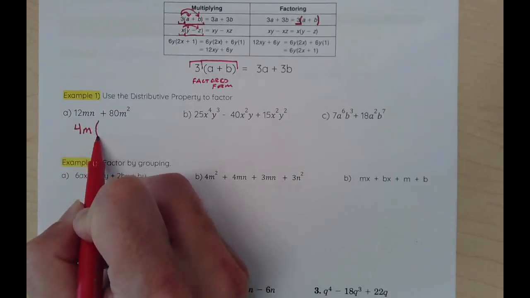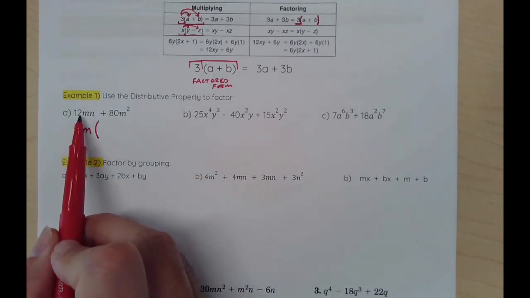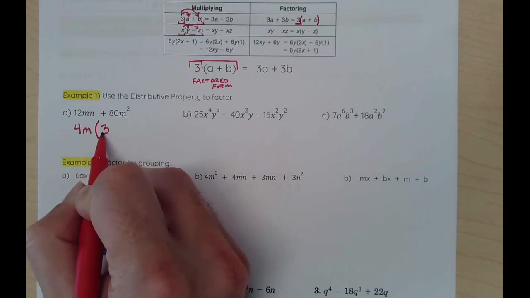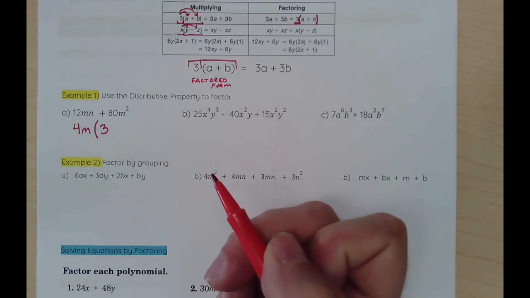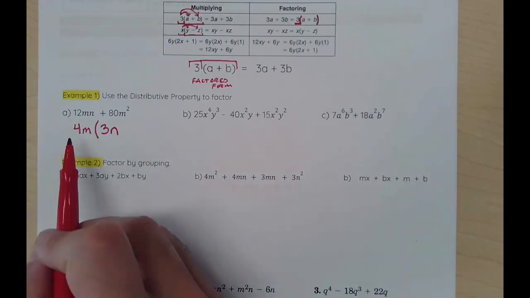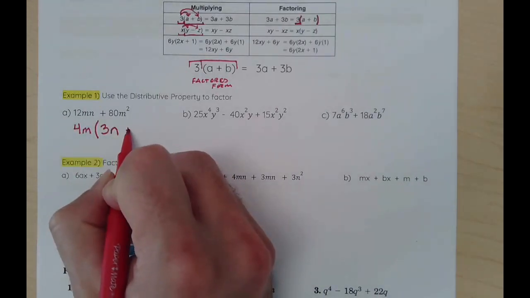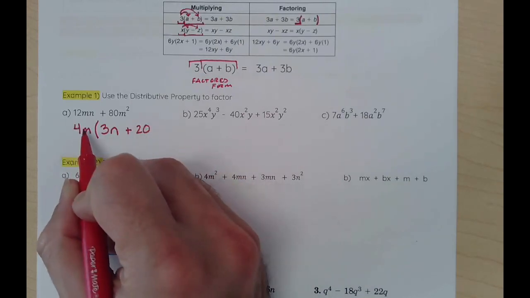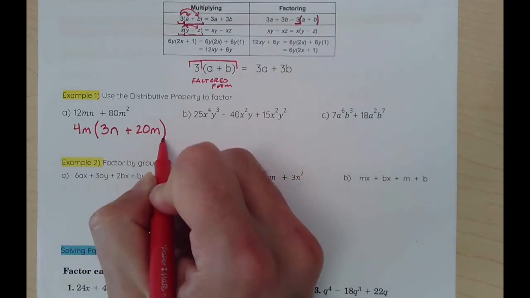Now comes my parentheses, and what's going to go inside the parentheses is what I would have to multiply by in order to get that resulting original term. So 4 times what gives me 12? 3. m times what gives me m? 1. I'm not going to write that 1. And then I still need an n by my 3. So 4 times 3 is 12. And then the m times the n is mn. I'm going to add. 4 times what gives me 80? 20. And then m times what gives me m squared? Another m. And that would be my factored form.